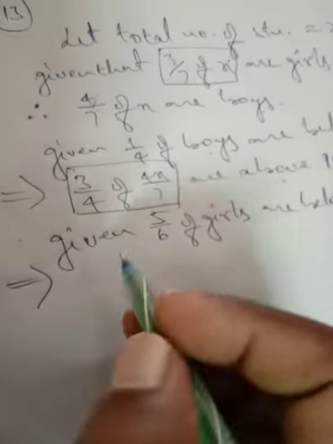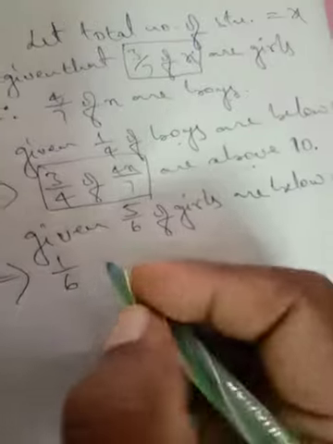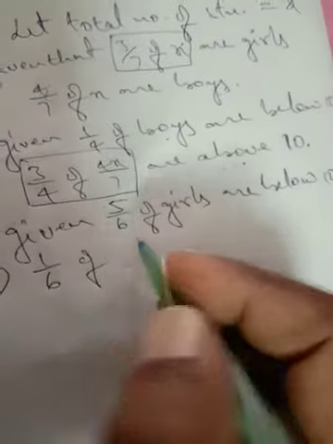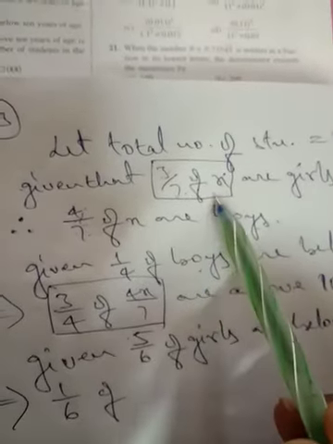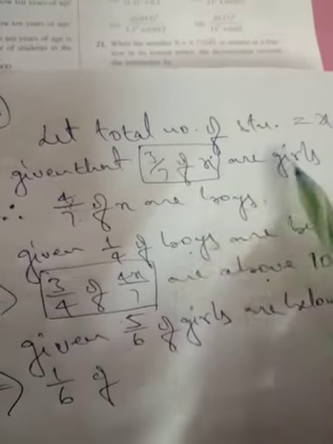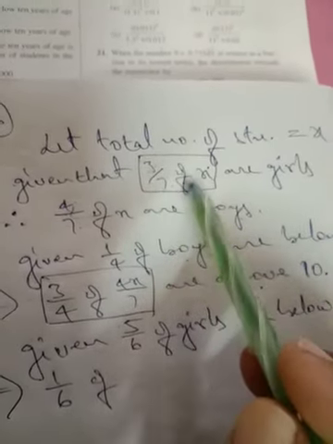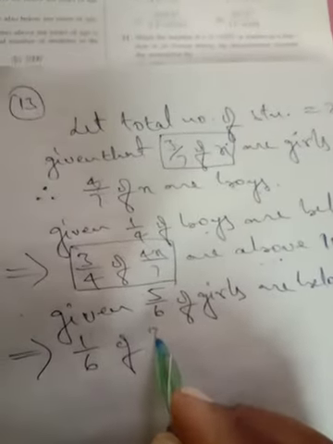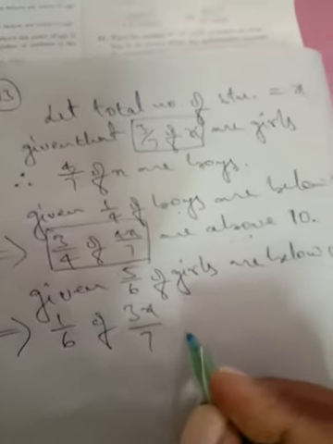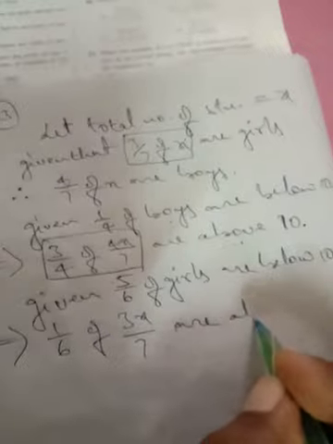How many girls are above 10? If 5 by 6 are below 10, then 1 by 6 are above 10. Instead of saying girls, what are the girls here? Given that 3 by 7 of x are girls, as he said earlier, instead of saying girls, I can write 3 by 7 of x, meaning 3x by 7. So 1 by 6 of 3x by 7 are above 10.